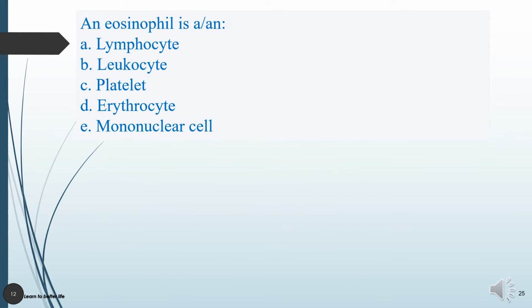An eosinophil is A. Lymphocyte, B. Leukocyte, C. Platelet, D. Erythrocyte, E. Mononuclear cell. The answer is B. Leukocyte.